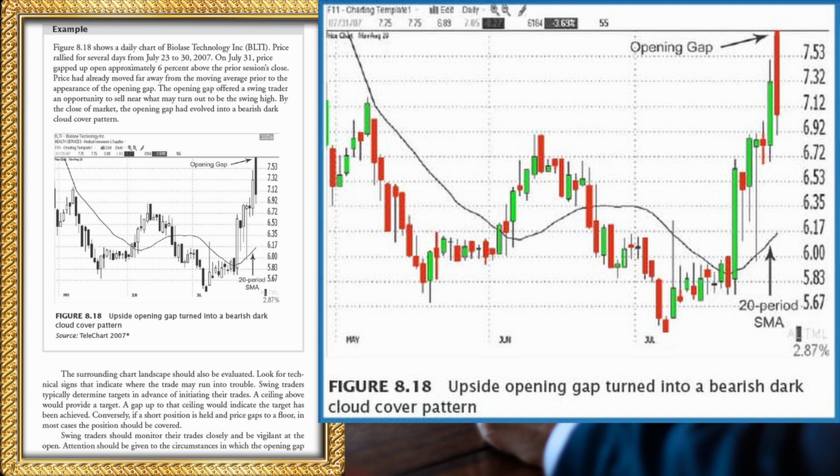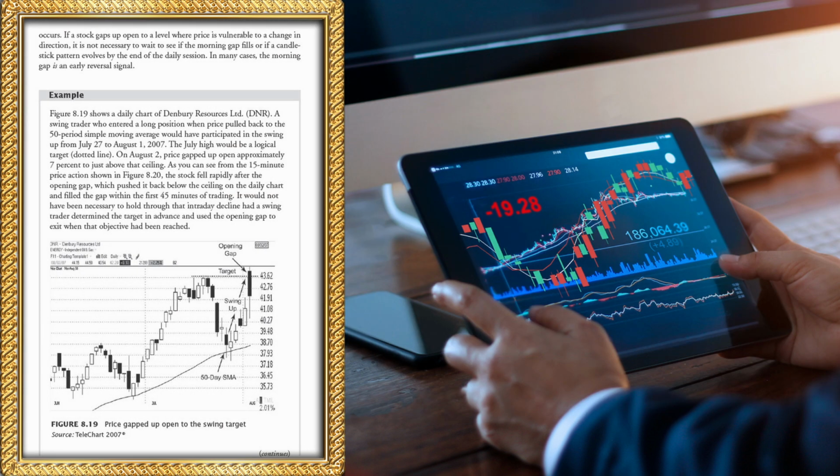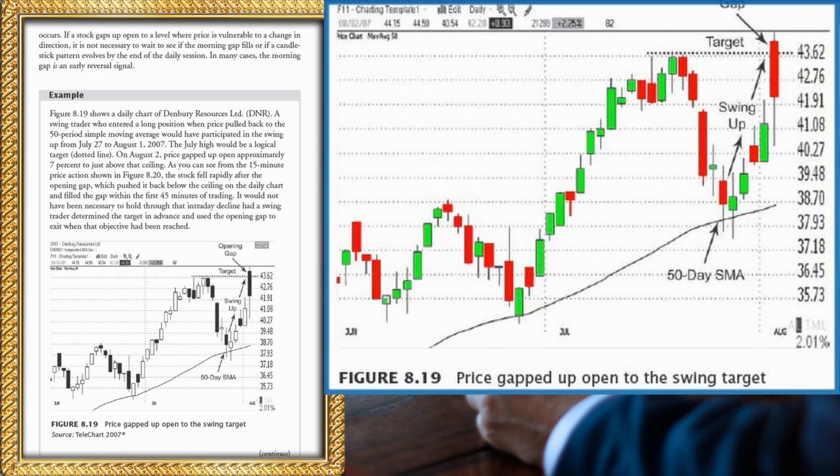Attention should be given to the circumstances in which the opening gap occurs. If a stock gaps up open to a level where price is vulnerable to a change in direction, it is not necessary to wait to see if the morning gap fills or if a candlestick pattern evolves by the end of the daily session. In many cases, the morning gap is an early reversal signal. Example: Figure 8.19 shows a daily chart of Denbury Resources Limited (DNR), a swing trader who entered a long position when price pulled back to the 50-period simple moving average would have participated in the swing up from July 27th to August 1st, 2007.